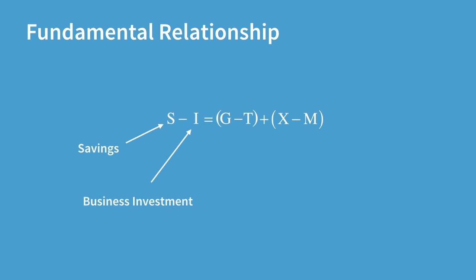Savings minus business investment equals government spending minus tax income plus net exports. The net government spending term is also known as the fiscal balance, and the net exports term is also known as the trade balance.